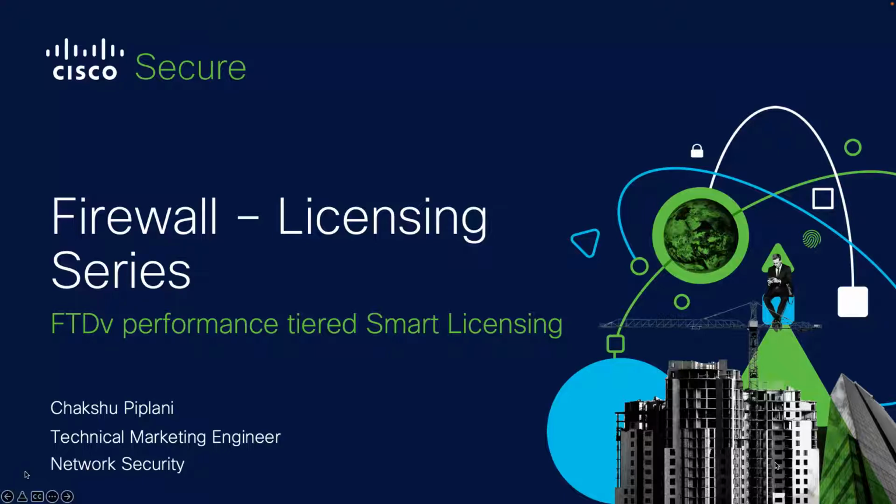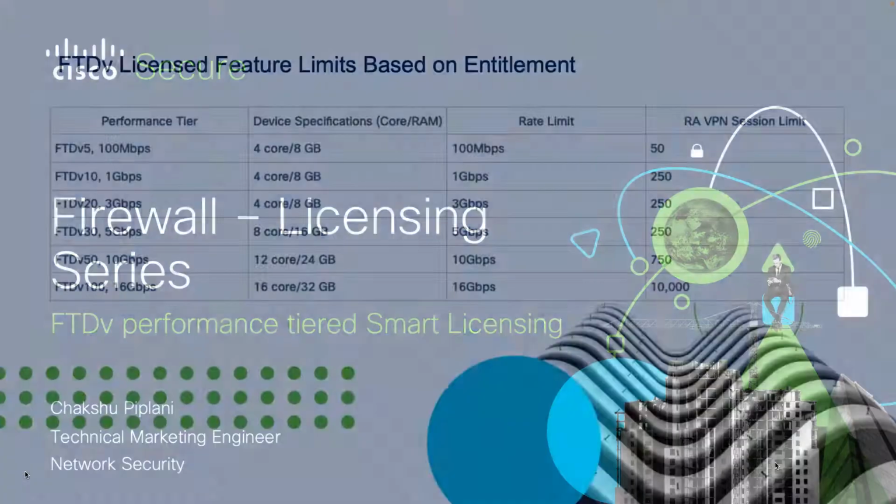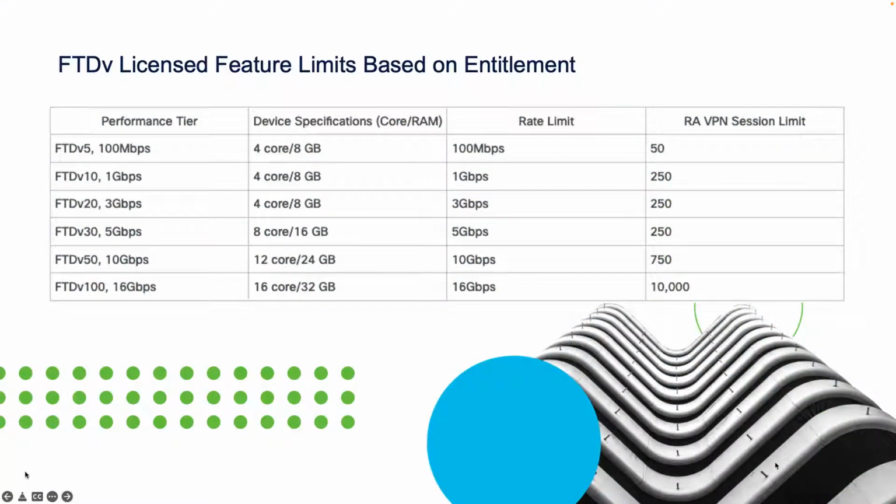In this short video, I'll be demonstrating Cisco Secure Firewall Virtual Performance Tiered Smart Licensing, which was introduced in version 7.0. So FTDv now supports Performance Tiered Smart Software Licensing based on throughput requirements and RAVPN session limits. Customers who have different requirements can choose the right licenses for them according to their needs. Options run from FTDv 5, which is 100 Mbps or 50 sessions, to FTDv 100, which goes all the way to 16 Gbps and 10,000 sessions.